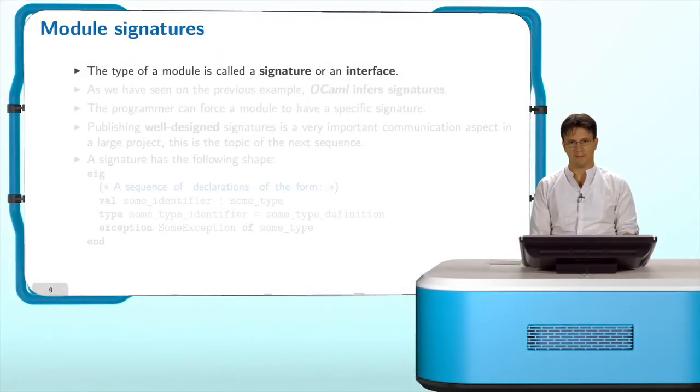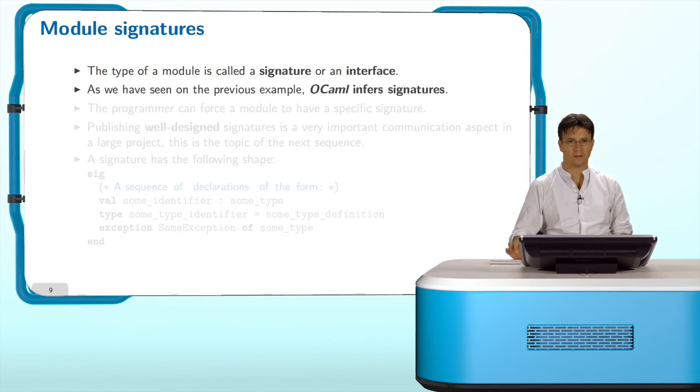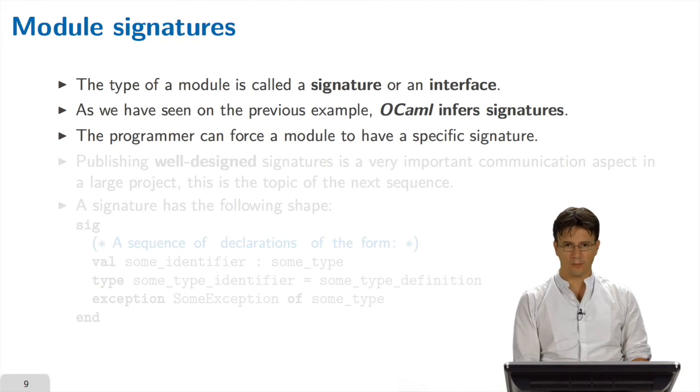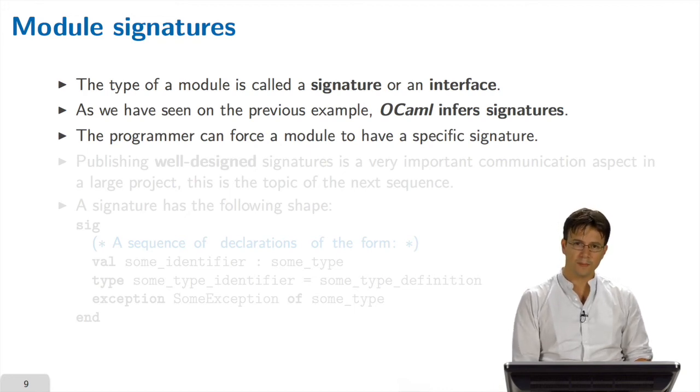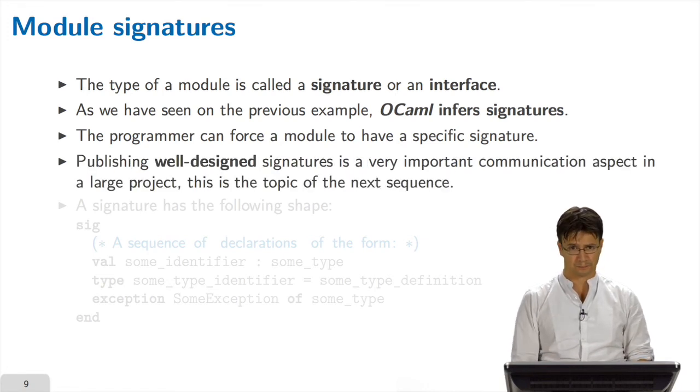Modules have types too, and these types are called signature or interface. We have seen in the previous example that OCaml infers signatures of modules. But in fact, the programmer can force a module to have a specific signature. And he should do it, because publishing a well-designed signature is a very important communication aspect in a large project. And that will be the topic of the next sequence.